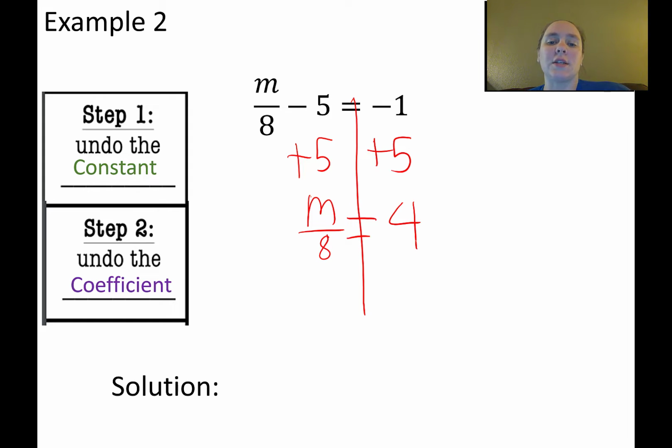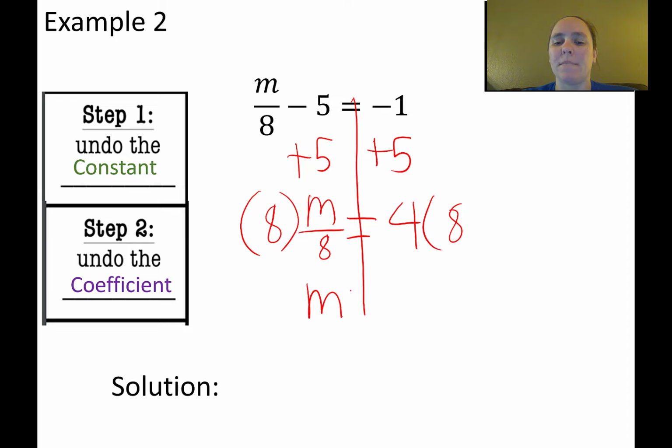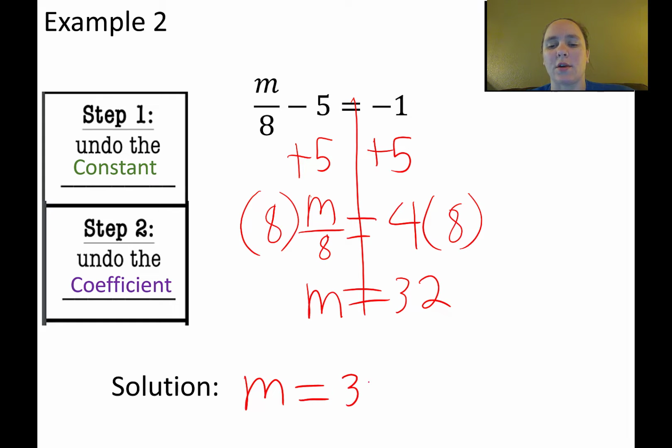Okay, my coefficient in this case is 8, and it is dividing, so I need to multiply. So I get m is equal to, well, 4 times 8 is 32. So my solution is m equals 32.